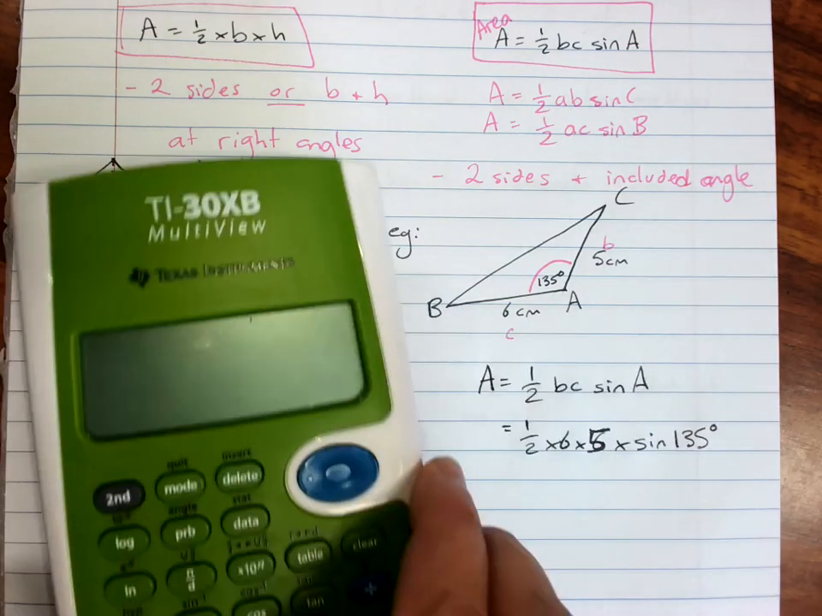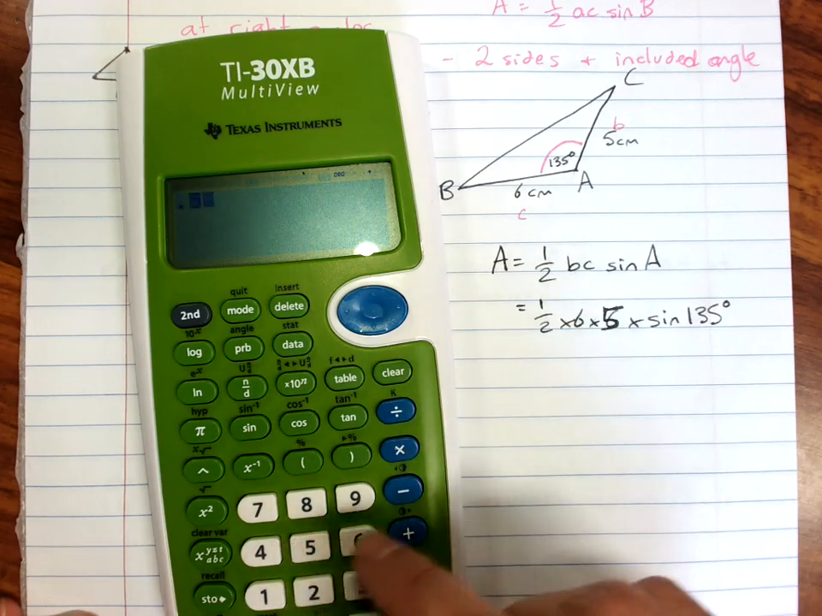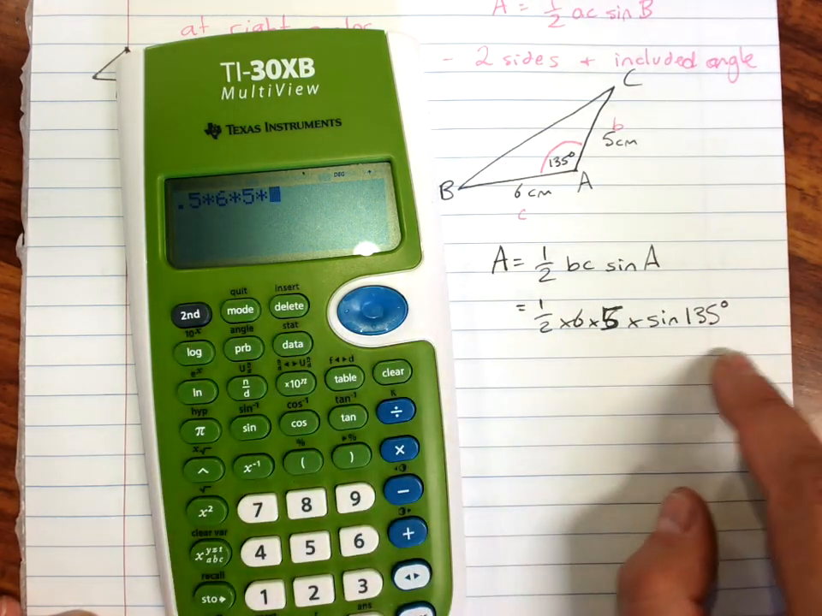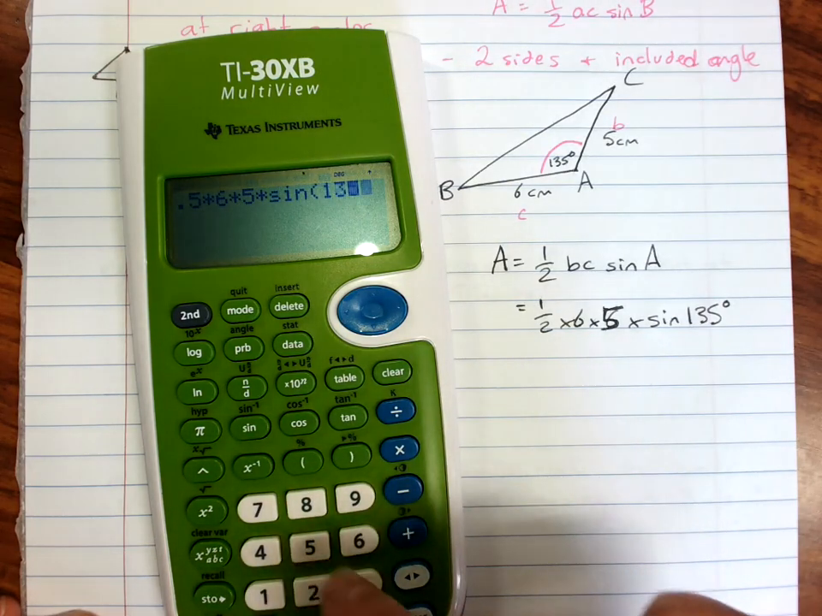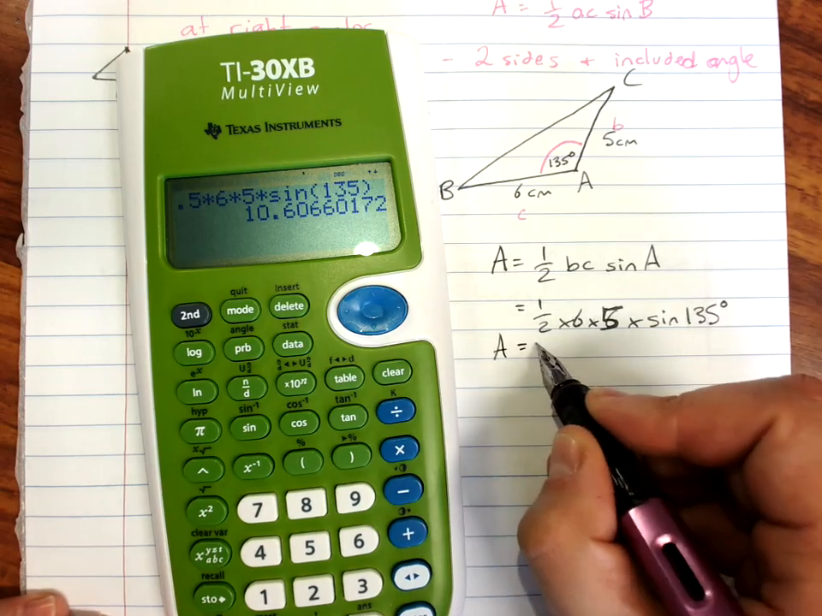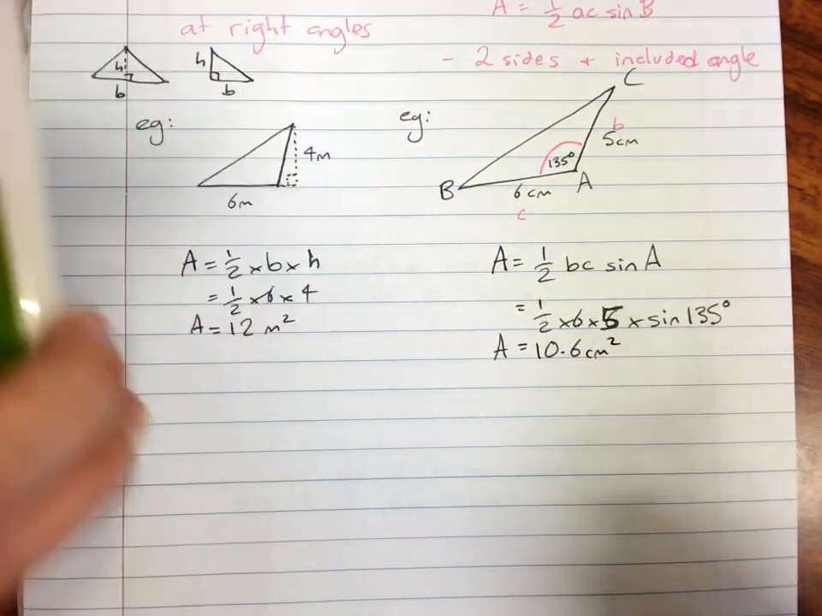Grab your calculator. Sorry about my dodgy writing, I'll try to fix that. Half times 6 times 5 times sine of 135, and my area is 10.6 and I'm in centimeters squared.